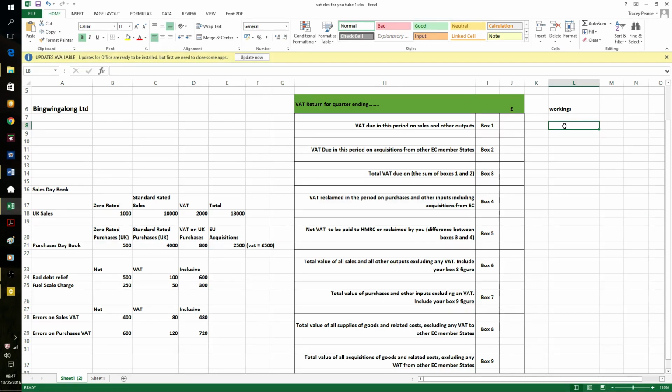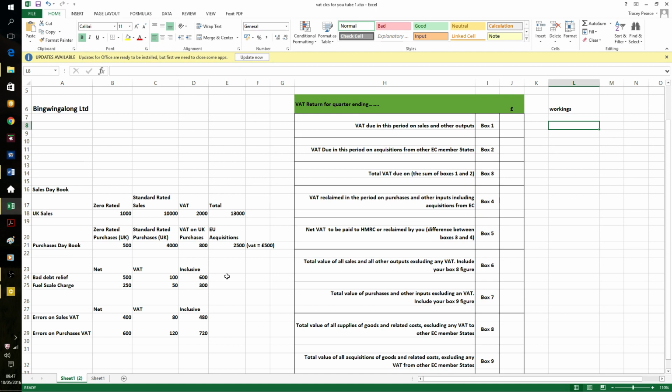First of all, let's get on with our sales then. These are our sales figures: zero rated, standard rated. The £2,000 relates to the standard rating of items, and our purchases, again a mixture of zero rated and standard rated, the VAT on that, and there's an EU acquisition. We bought something, we'll assume it's a standard rated item because we made a little note there that VAT was £500. We've also got a bad debt. We're going to claim that VAT back, assuming we meet the rules.